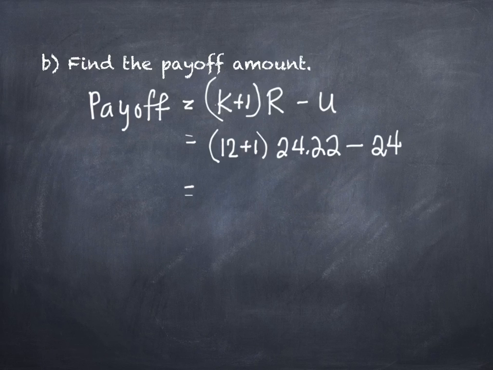Okay, so what this is doing, you're going to get me a value here in a minute, but what this is doing is it's taking 13 payments, right? 12 plus 1 at the 2422, and it's subtracting off the 24 that we're saving by paying it off early. Okay, so what is the payoff amount here? That'll be $293.86. Right.